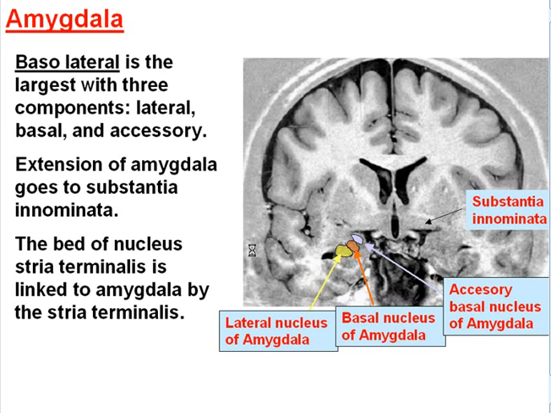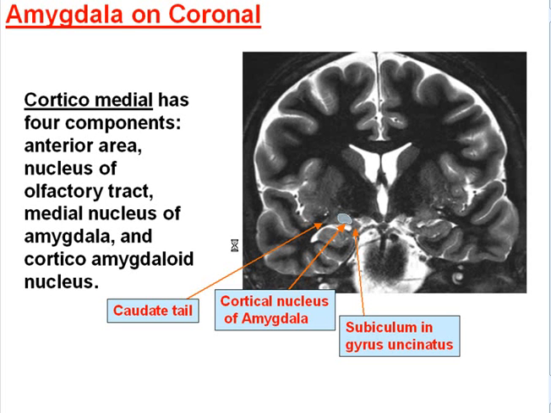Extension of the amygdala goes also to the substantia innominata. The bed nucleus of the stria terminalis is linked to the amygdala by the stria terminalis. The corticomedial nucleus has four components. The anterior area of the nucleus, olfactory tract, communicates with the olfactory tract. The medial nucleus communicates with the amygdala itself, and then the corticoamygdaloid nucleus.